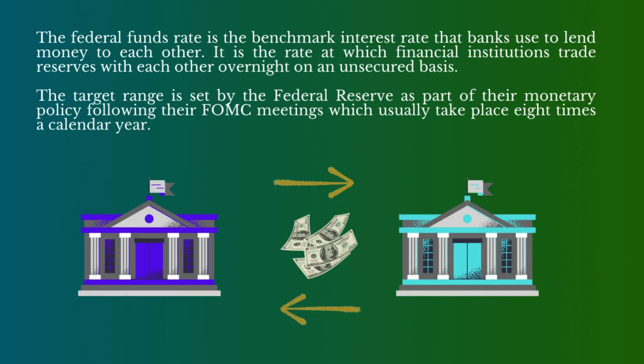The federal funds rate is the benchmark interest rate that banks use to lend money to each other. It is the rate at which financial institutions trade reserves with each other overnight on an unsecured basis. The target range is set by the Federal Reserve as part of their monetary policy following their Federal Open Market Committee meetings, which usually take place 8 times a calendar year.